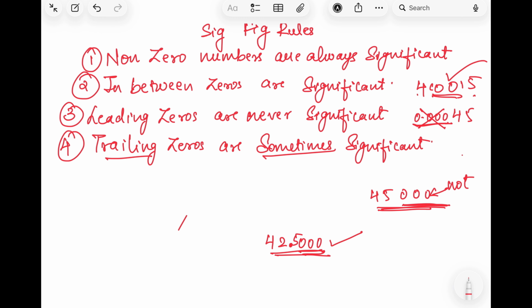Is that clear? I hope it is very clear. These 4 rules are very important to understand which numbers are significant, which are not, and how to round them off up to the nearest significant value. So now we will take up an example to understand how we find out the numbers accurate up to the given significant figure value.